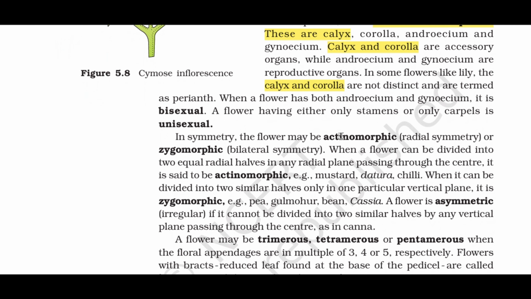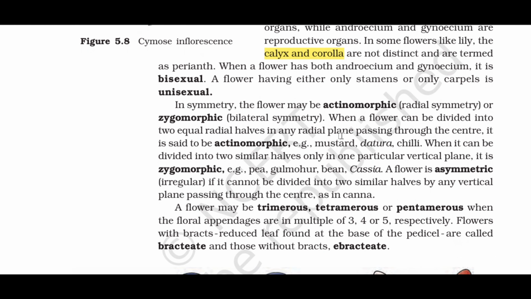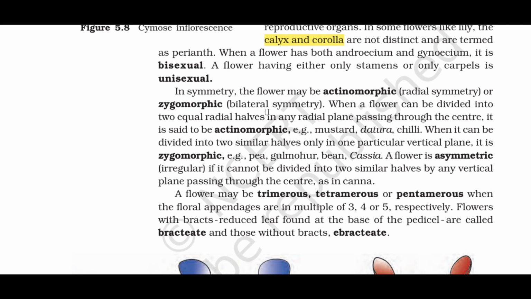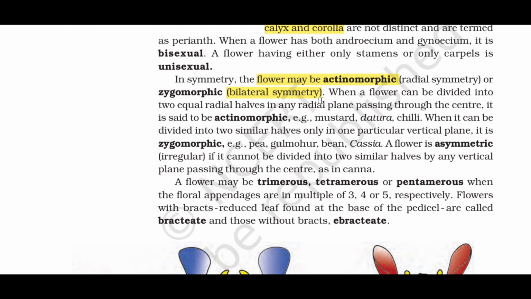When a flower has both androecium and gynoecium, it is bisexual. A flower having either only stamens or only carpels is unisexual. In symmetry, the flower may be actinomorphic, radial symmetry, or zygomorphic, bilateral symmetry. When a flower can be divided into two equal radial halves in any radial plane passing through the center, it is said to be actinomorphic, example mustard, datura, chili.